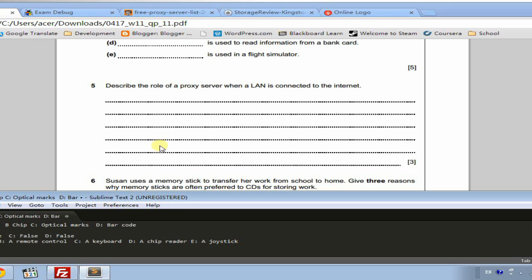So this might be, for example, a school network. And then the proxy server, which is a bit more complex, is like a middleman between our local area network and the internet.